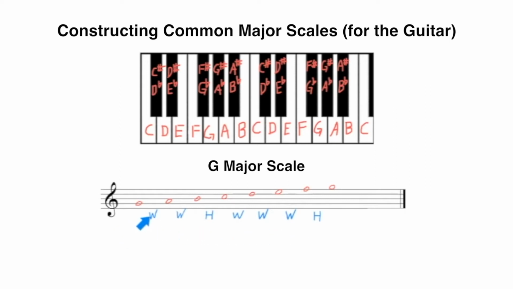If we look at G to A up here on the piano, we can see that from G we move up to a black key, which is a half step, and then up to A, which is another half step, making G to A a whole step, so there's no need for a change.